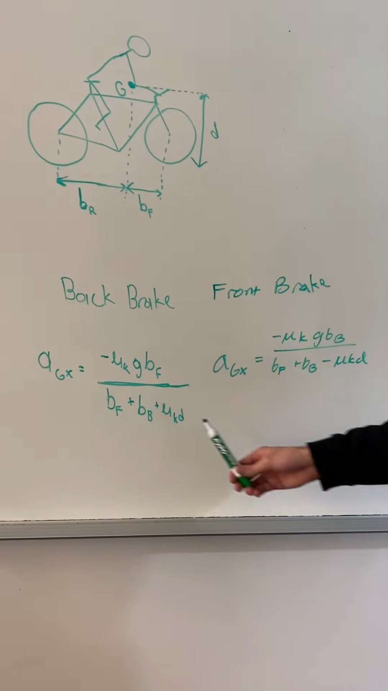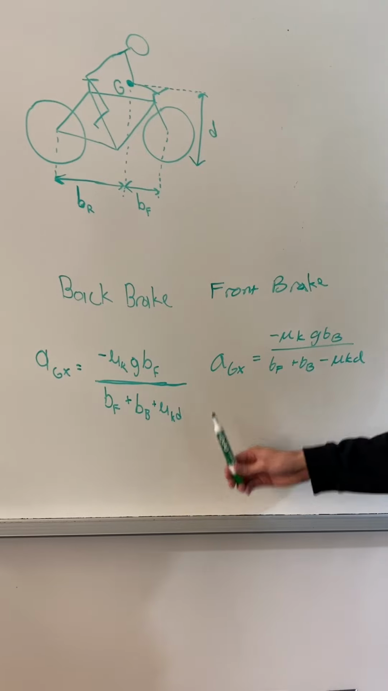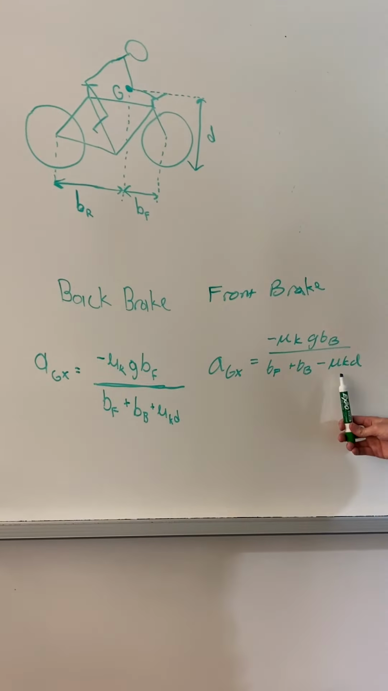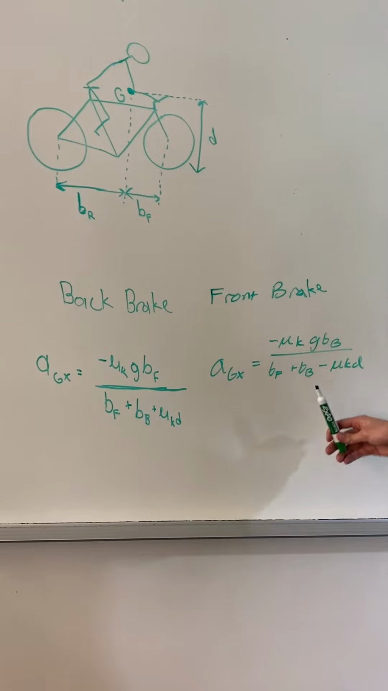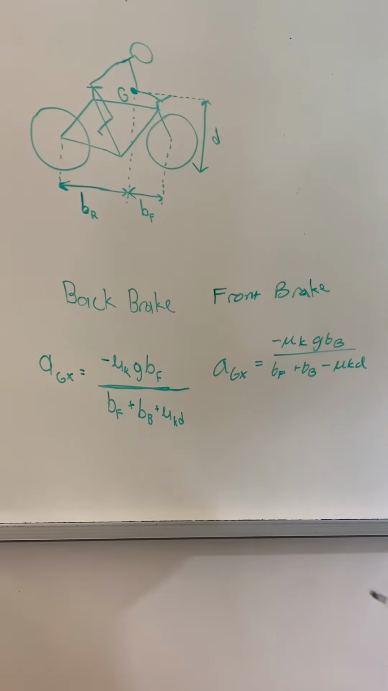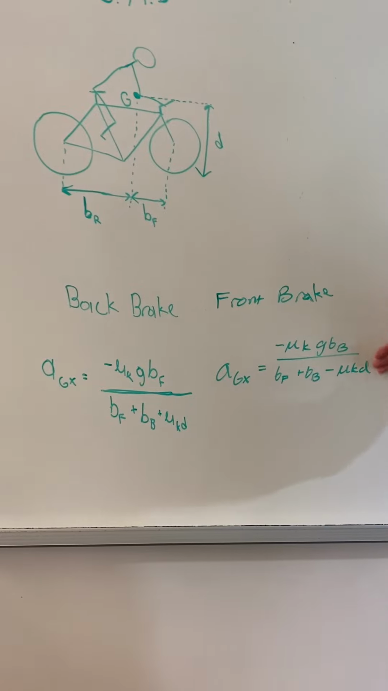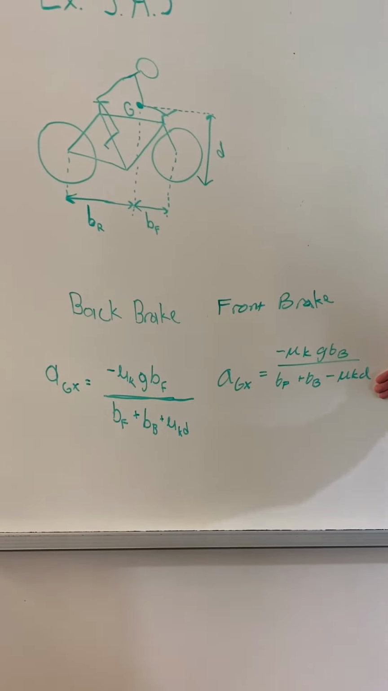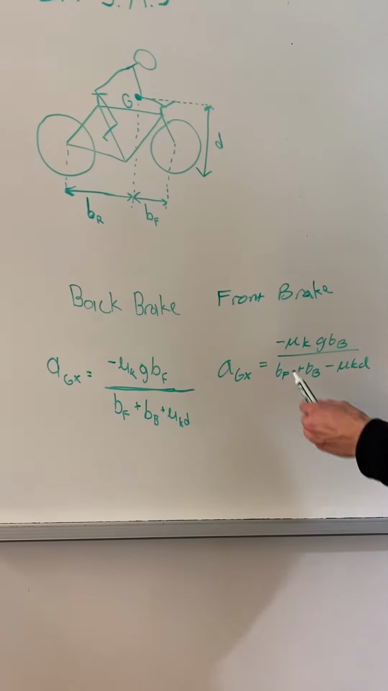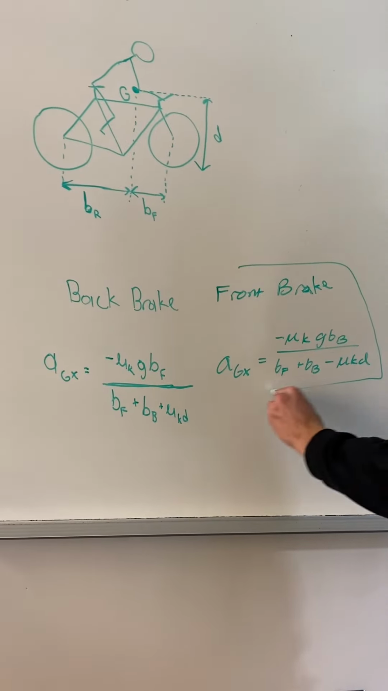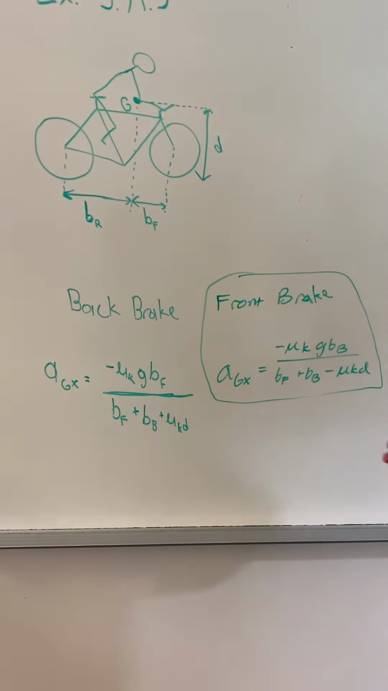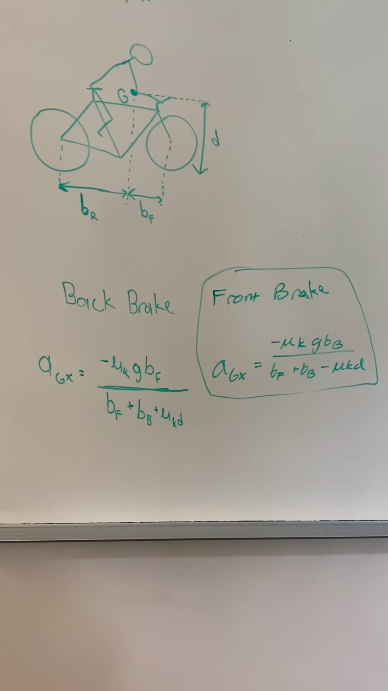The other key difference is that here we are adding the mu k times d. Here we are subtracting. So that means we're going to have a lower denominator and larger numerator as compared to the back brake. If we're getting a larger numerator and smaller denominator in the front brake, that means the front brake is going to create a greater negative acceleration. You're going to be able to brake faster.